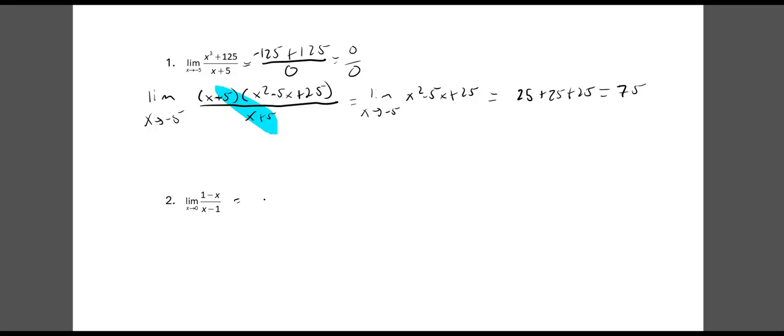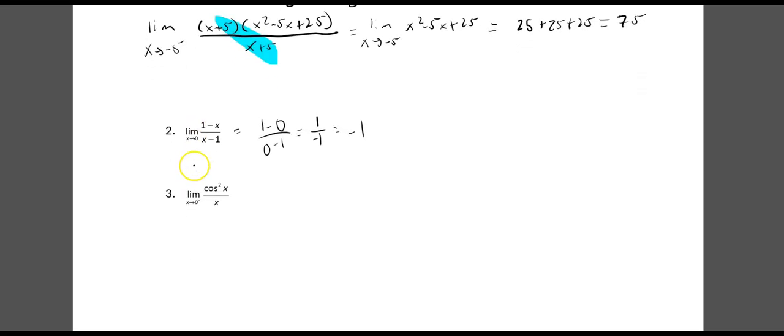All right, right here. Again, fake plug-in. So just plug in. So 1 minus 0 all over 0 minus 1. You get 1 minus 0 is 1 over 0 minus 1, -1, so the answer is -1. All right, right here for number 3.